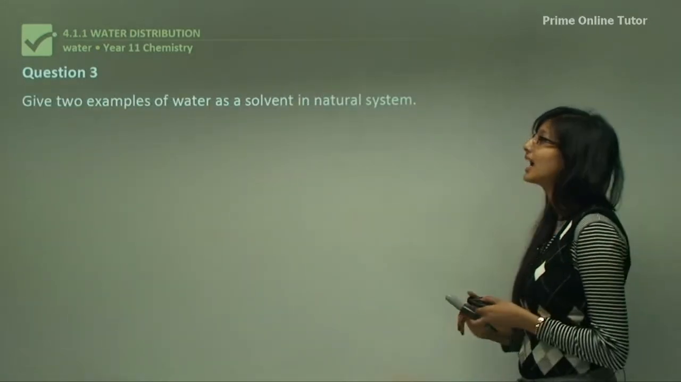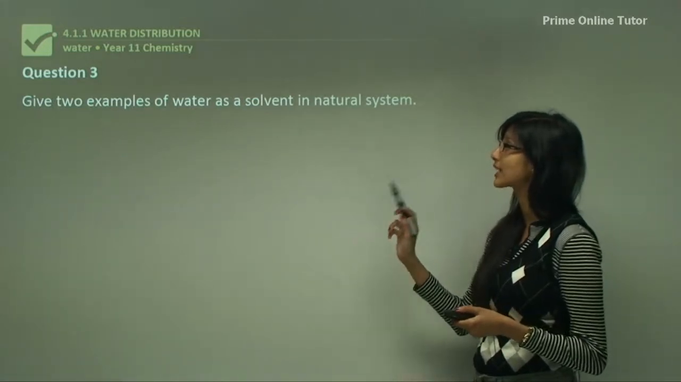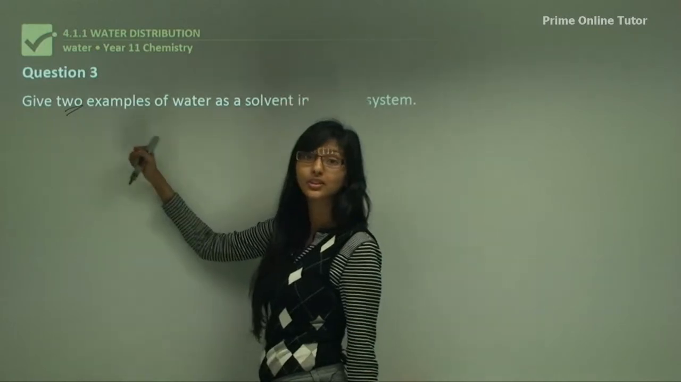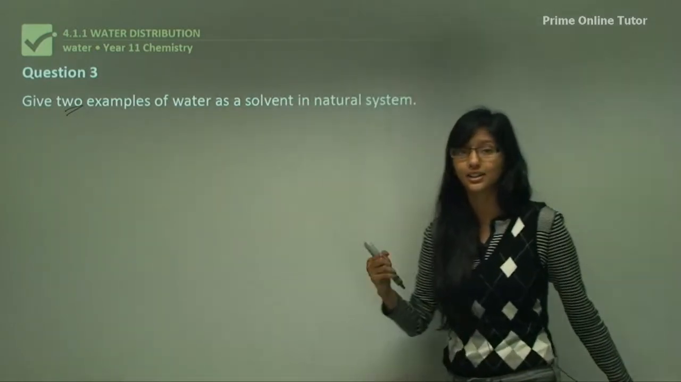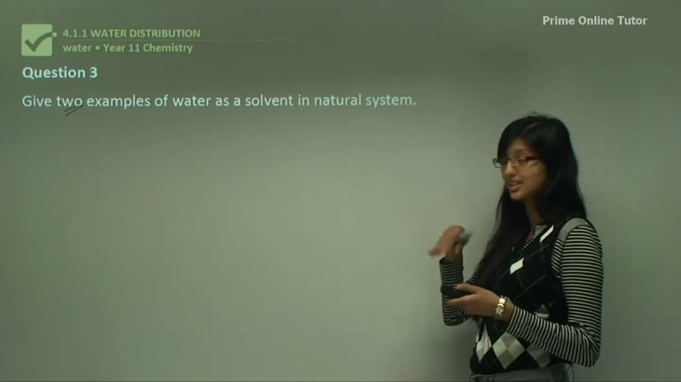Question 3 asks us to give 2 examples of water as a solvent in the natural system. So again, be careful that it says 2. If you only put 1, then you will definitely lose marks. So make sure that you have 2 points in this question.